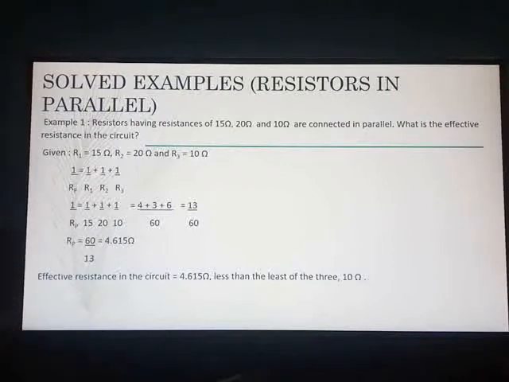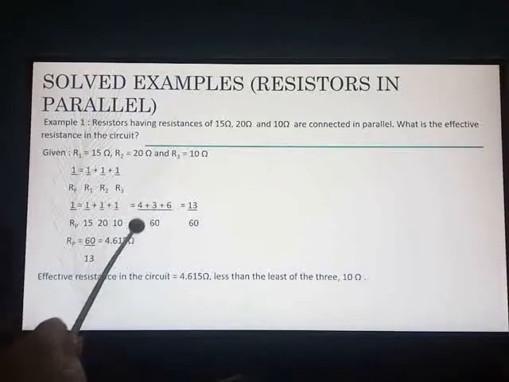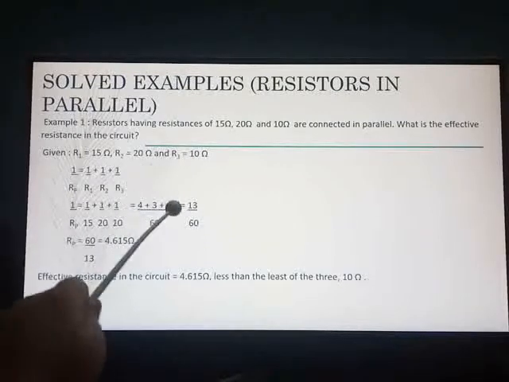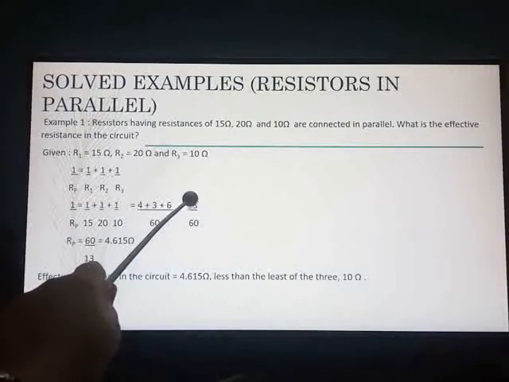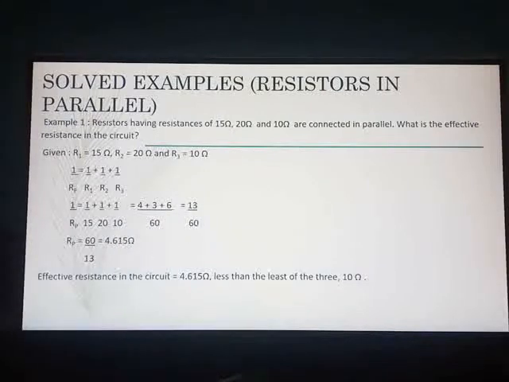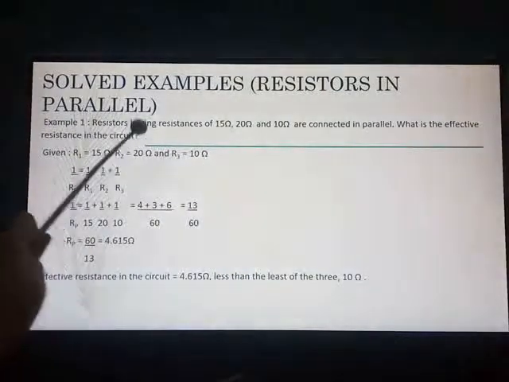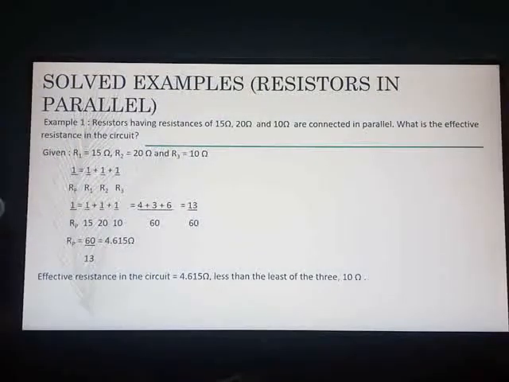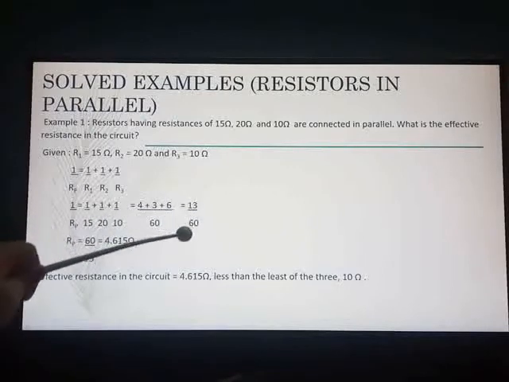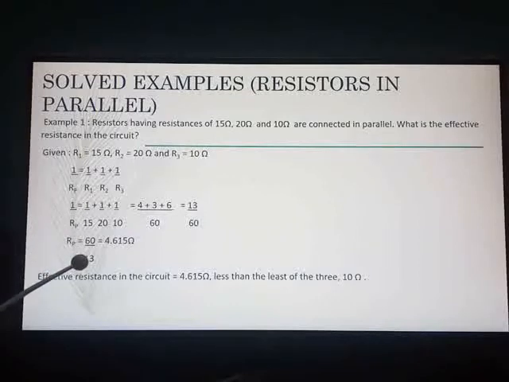Denominators are not same, so you have to apply basics of algebra and you will get 4 plus 3 plus 6 upon 60. 6 plus 3 is 9, 9 plus 4 is 13, 13 upon 60. Now you have to get the effective resistance in the circuit. So instead of 1 upon Rp, you are going to invert it. So Rp upon 1 is equal to 13 upon 60 will become 60 upon 13. When you divide 60 by 13, you will get 4.615. As it is the resistance, unit will be ohm.